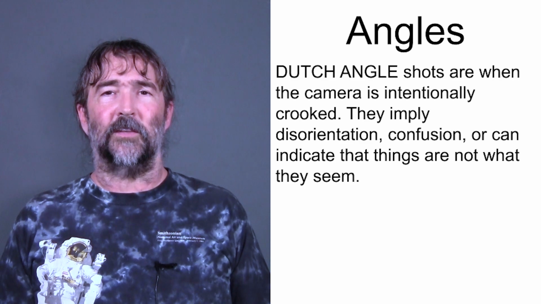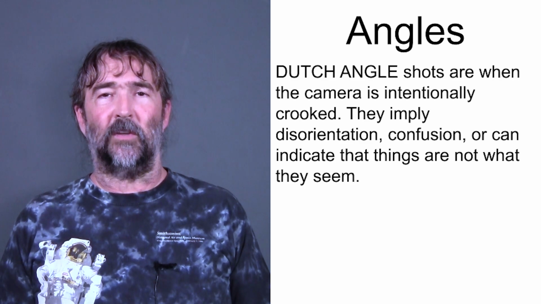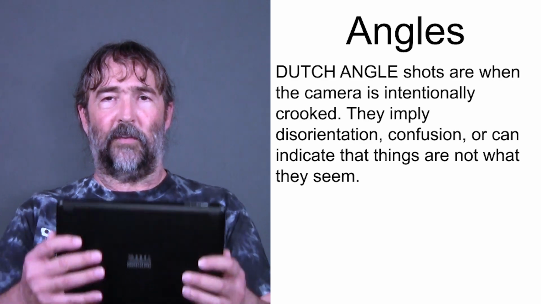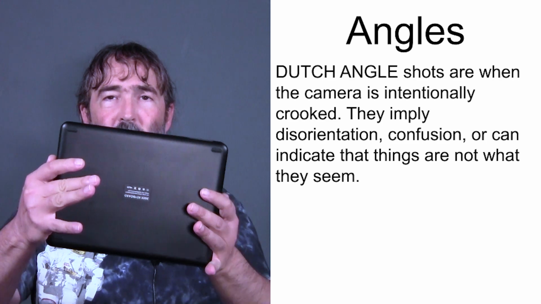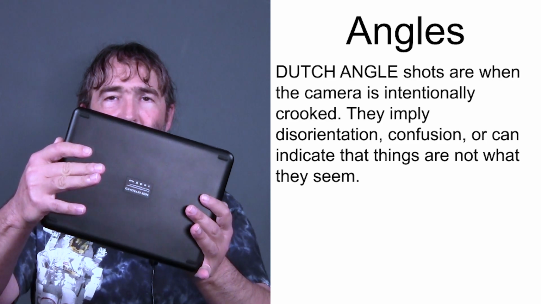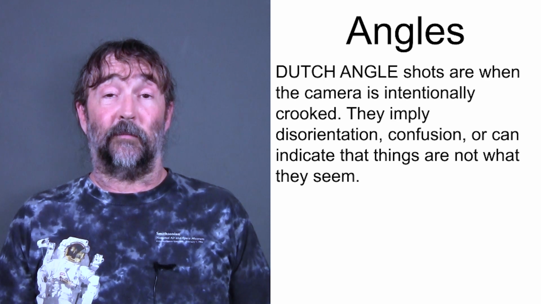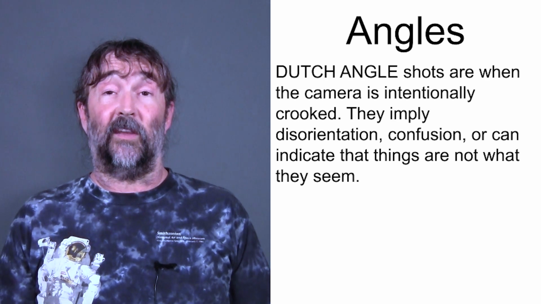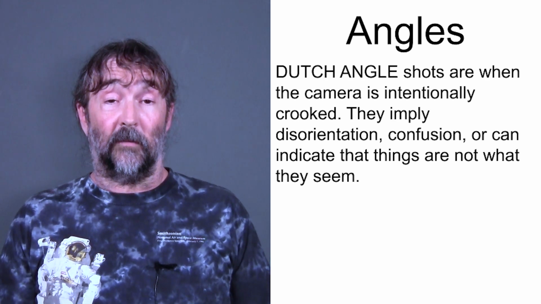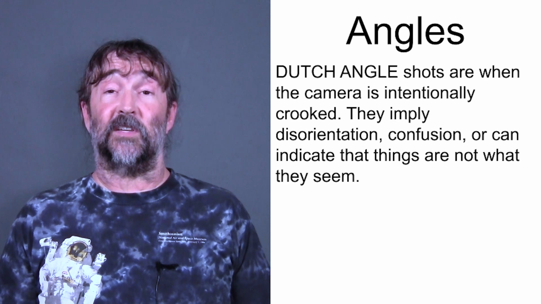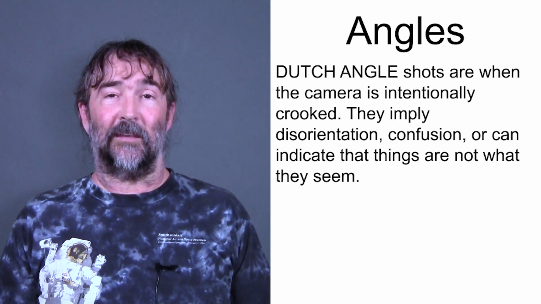A Dutch angle is when the camera is deliberately placed crookedly. So rather than having the horizon square, you tilt it like so. This can be done a number of ways and for a number of reasons, right? It implies disorientation in a character. It can be used to suggest that something is not as it seems, right?